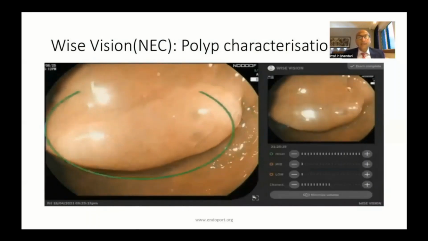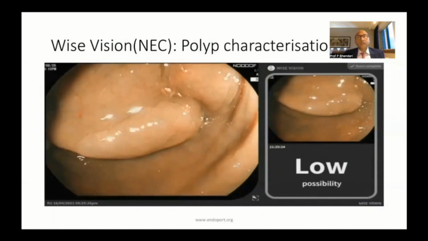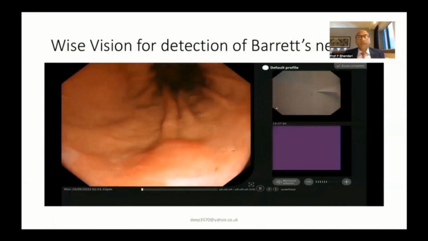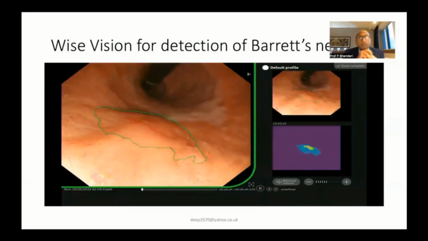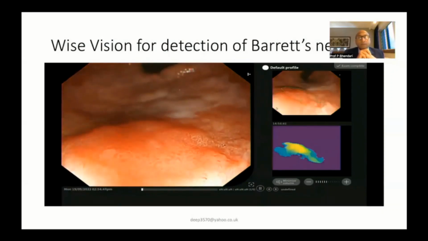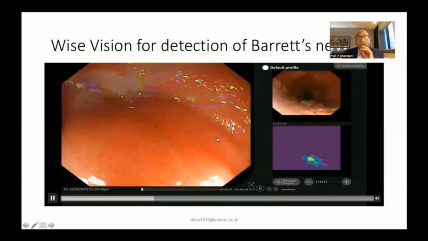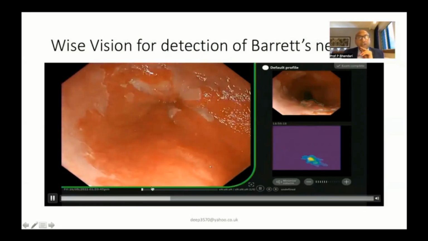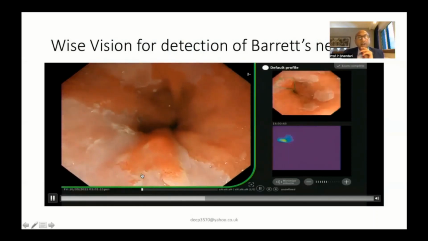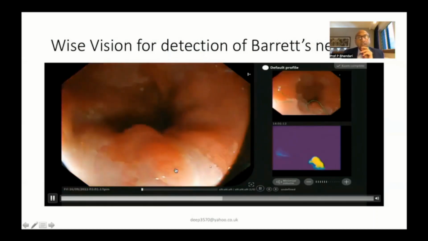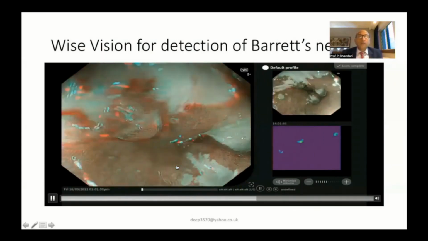So I think there's a great advancement with AI that we're going to see in the future with all these AI platforms. This is WISE VISION detecting Barrett's neoplasia. This is really flat, very subtle neoplasia. And you can see the heat map showing the exact location and real-time delineation of the neoplastic focus. Another complex lesion within the Barrett's, it delineates where exactly it is and shows you the location of the lesion on the heat map as well.